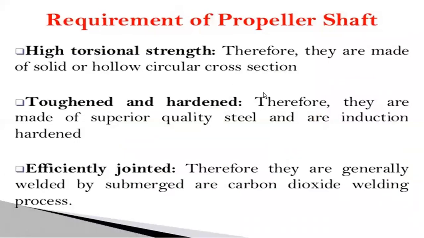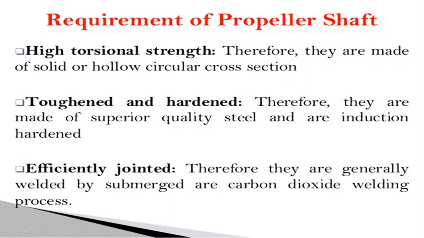Okay, what are the requirements of this propeller shaft? It has high torsional strength, toughened and hardened, and efficiently jointed. These are the requirements of the propeller shaft. What is high torsional strength? Therefore, they are made of solid or hollow circular cross section. So we get the high torsional strength by using this solid or hollow circular cross section of the propeller shaft, and toughened and hardened. Therefore, they are made of superior quality steel and are induction hardened. So, superior quality steel should be used to make this propeller shaft.